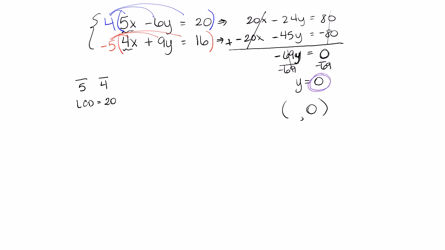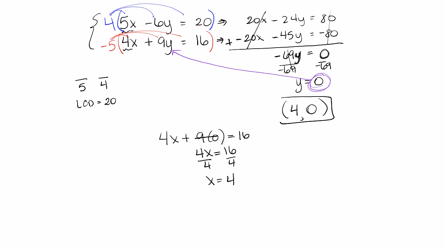And we'll take this 0 and plug it back into either of the first two equations. It doesn't matter. I'm going to go into the second one again. So I get 4x plus 9 times 0 equals 16. So 9 times 0 goes away. So I'll just divide both sides by 4. So my solution is 4, 0.